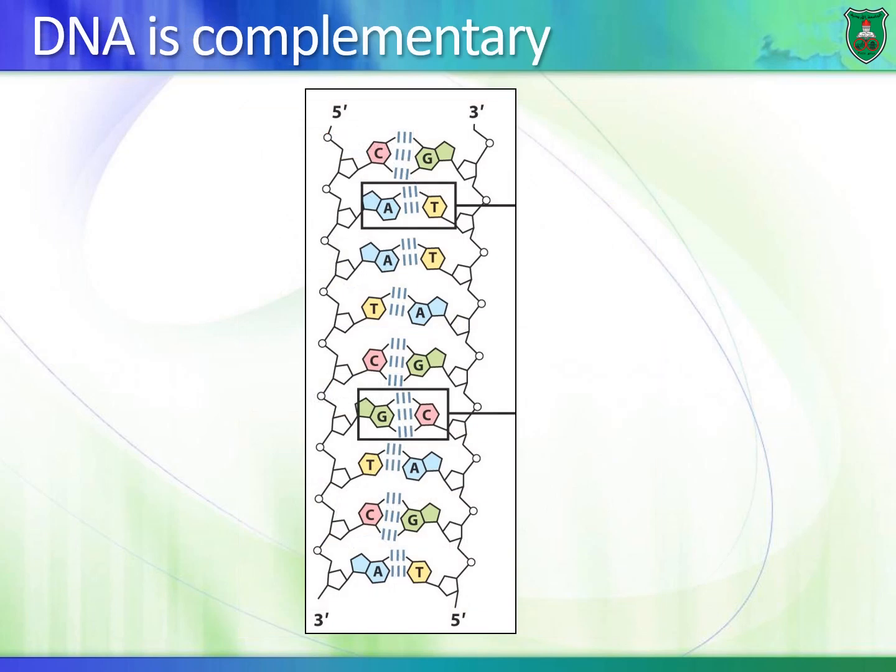Now, we say that the two strands are complementary to each other. And this is an important word for you to know. So the two strands of DNA are complementary to each other, because whenever you have a C, you have a G. Whenever you have an A, you have a T. So we said that they are complementary to each other. Okay.